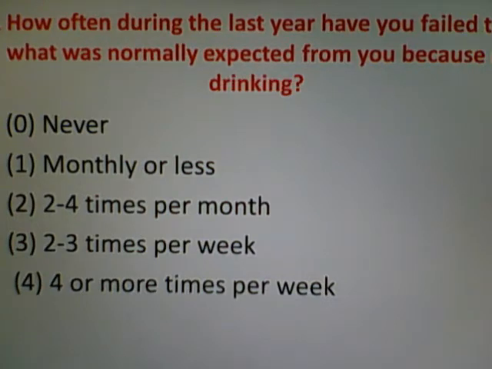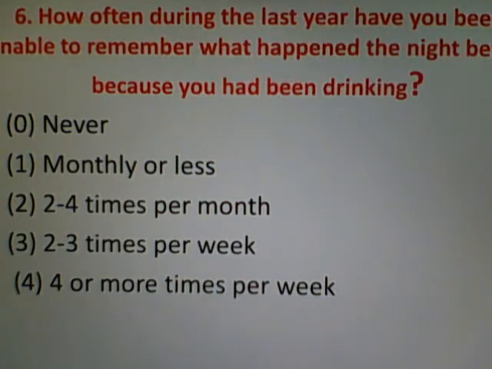Number 5, how often during the last year have you failed to do what was normally expected from you because of drinking? Never, monthly or less, 2 to 4 times per month, 2 to 3 times per week, 4 or more times per week. Number 6, how often during the last year have you been unable to remember what happened the night before because you had been drinking? Never, monthly or less, 2 to 4 times per month, 2 to 3 times per week, 4 or more times per week.